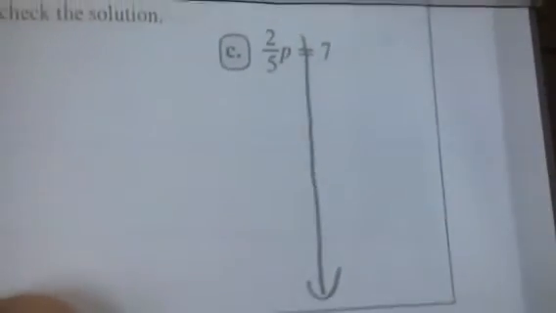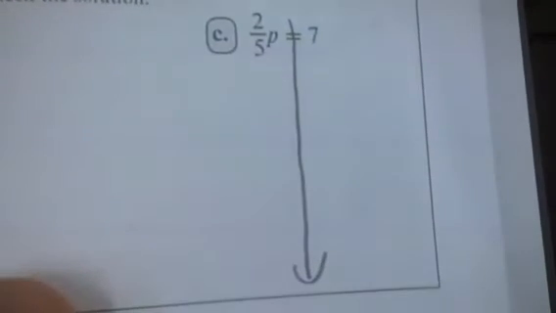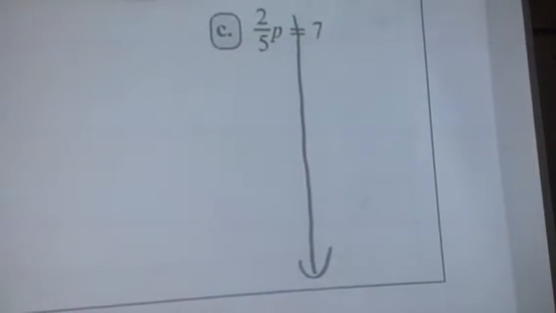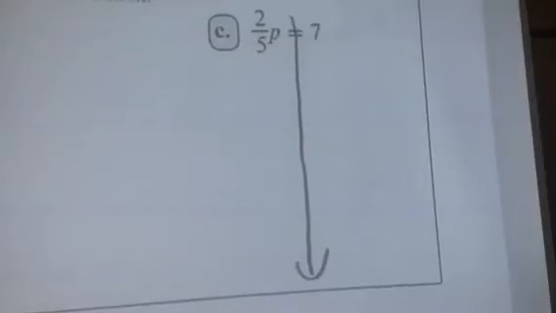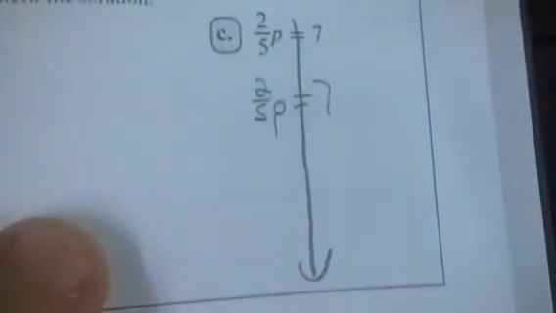Alright, let's do C right here. 2/5 p equals 7. First thing I've always got to do, every single time, take your equation and split it right down the middle. I've got 2/5 written right next to p, that means multiplication. To get rid of multiplication, I use division. I'm going to rewrite this one because it's going to make it a little easier. I want to divide each side by 2/5. I remember that dividing by a fraction is the same thing as multiplying by the reciprocal. So I multiply each side by the reciprocal of 2/5, which is 5/2.